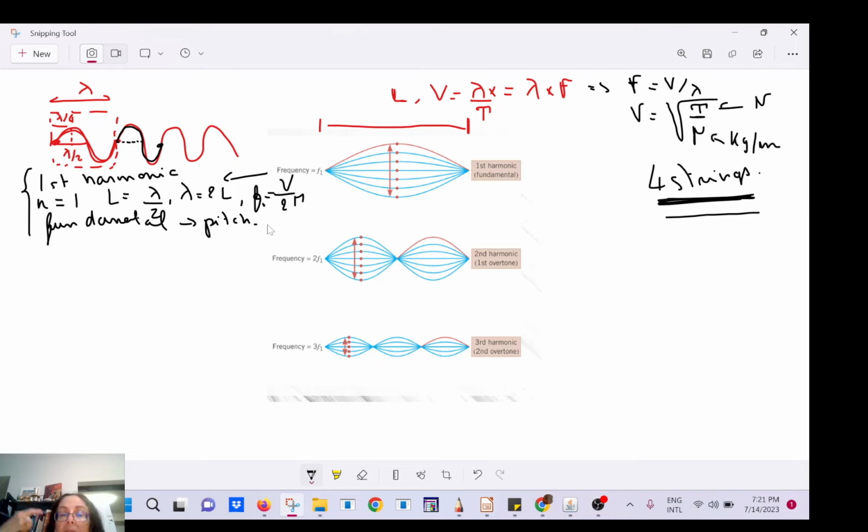And that's going to give you the pitch. So when you hear music, like a middle A, for example, it's going to be a mix of many harmonics, and the first one will give you the pitch. So the second harmonic, n equals 2. It's called the second harmonic.